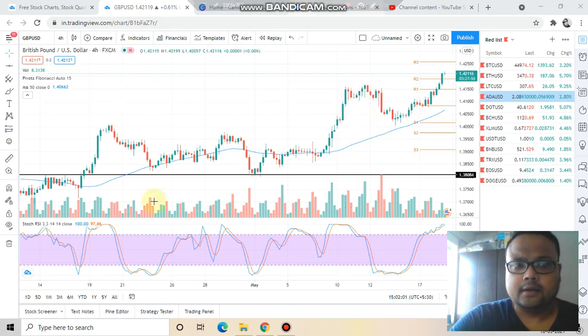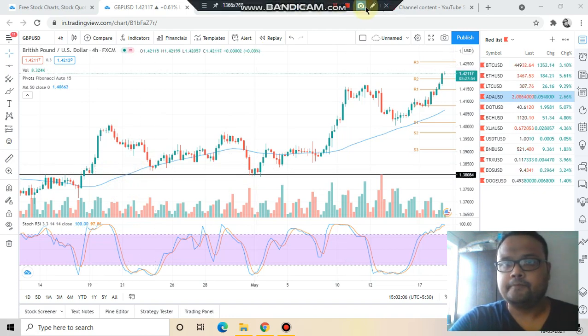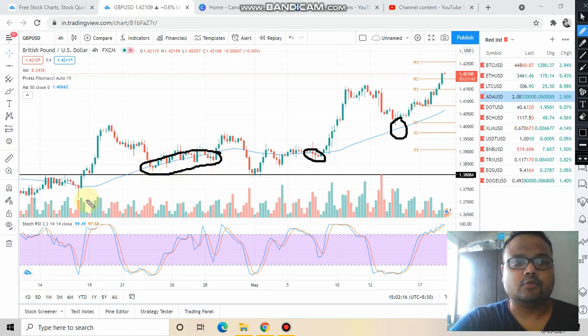You can see that I have the 50 moving average here, and the 50 moving average is acting as a support for the market. On many instances we can see that the 50 moving average acted as a support for the market. Therefore, we can still consider the 50 moving average as a valid support for the market.